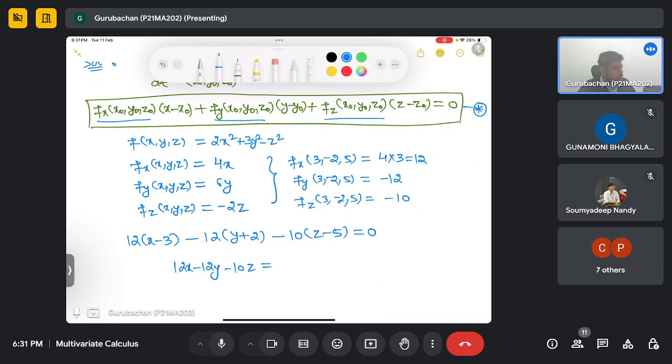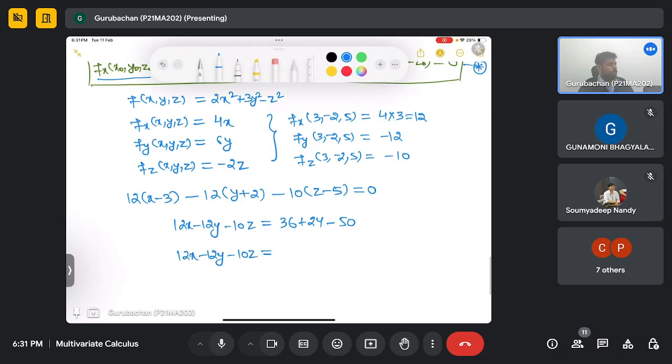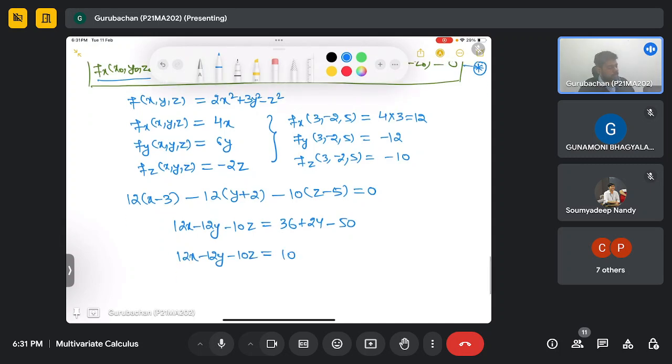It will come out to be 12 times 3 is 36, minus 12 times minus 2, or it will be plus 24. This will be minus minus plus, and this will be minus 50. So what will it give? It will give 12x minus 12y minus 10z will be equal to 10, I think. And this will again give 6x minus 6y minus 10z equal to 5.